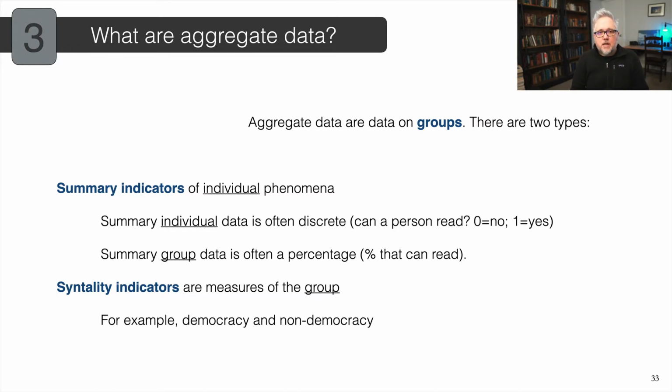So there's these two types of data, one in which it's a summary indicator of bottom-up individual characteristics, and the other one is just a measure of the state itself, right? So is it in a particular region? You can think of a whole bunch of different examples of that.